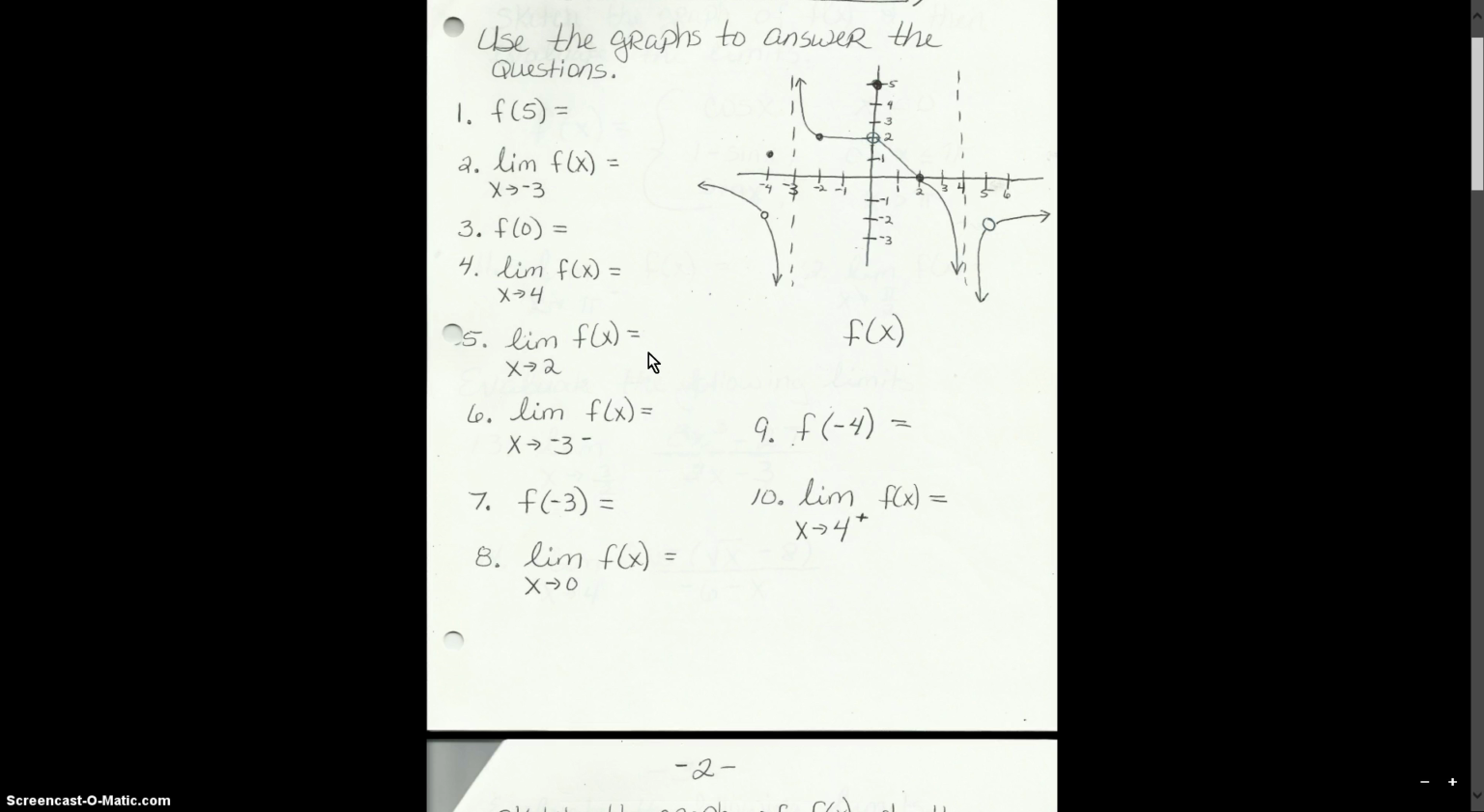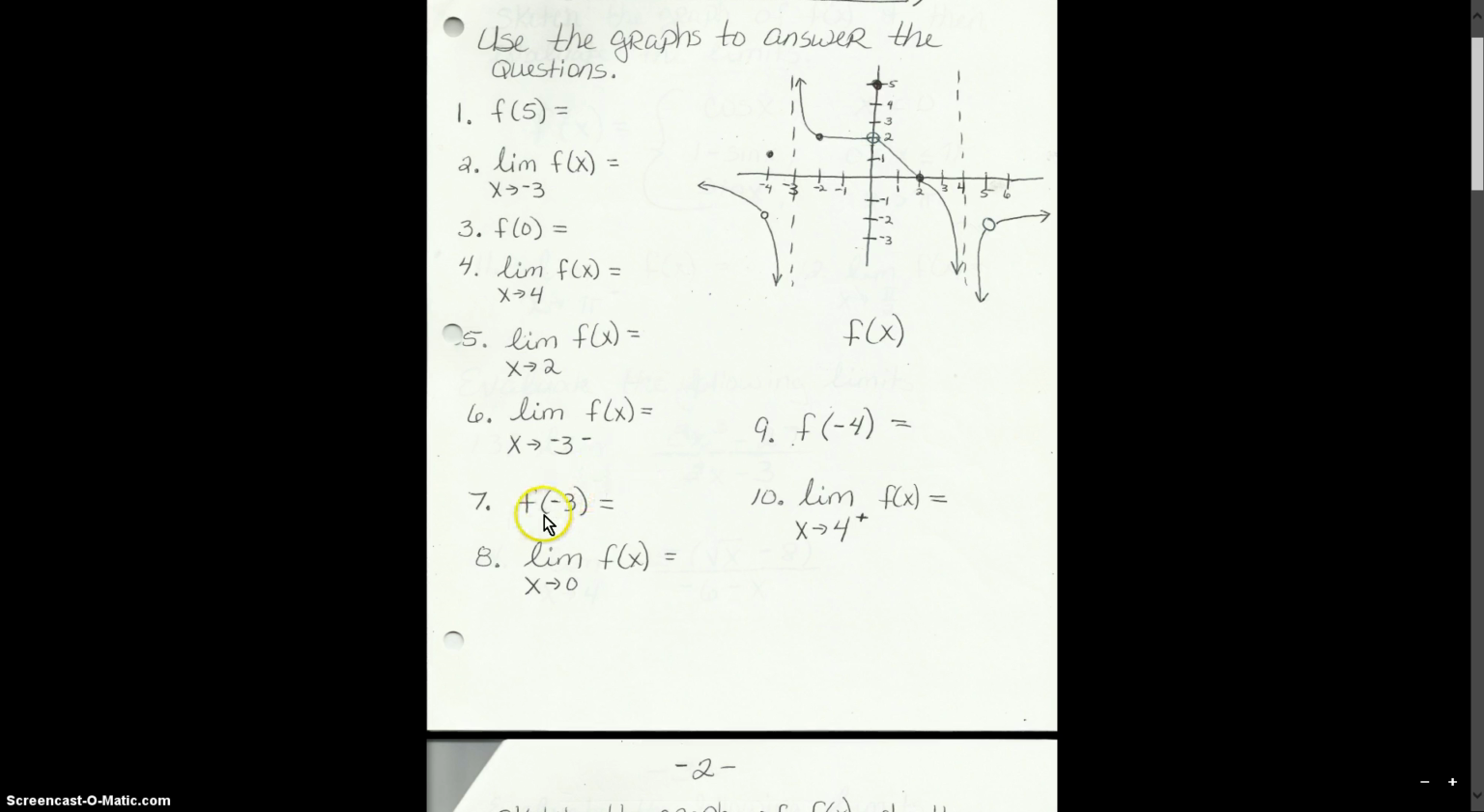Number 6. The limit of f of x as x approaches negative 3 from the left-hand side. So this one is just a one-sided limit. So here is negative 3 right here. So if I approach from the left-hand side, that's this piece of the graph, and it seems that I am approaching negative infinity. So number 6 is negative infinity.